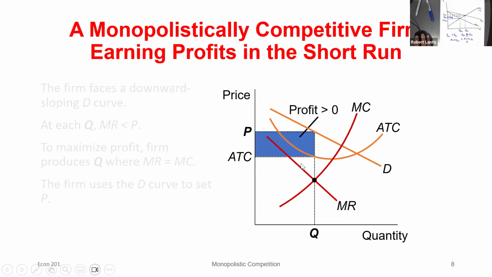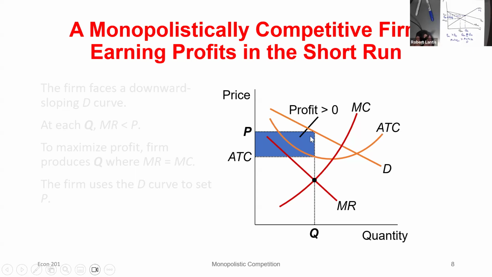So just like we had before, how do I calculate profits? It's the quantity the firm sells times the difference between their price and average total costs. So here I've got positive profits. Okay. Now this can occur in the short run, but if there are positive profits, if firms can freely enter and exit, what's going to happen?